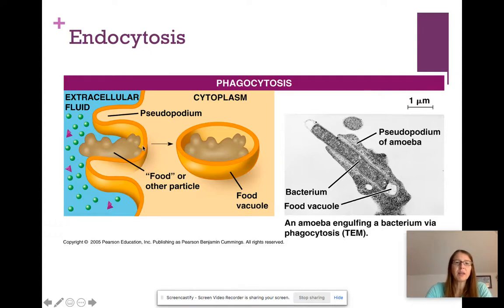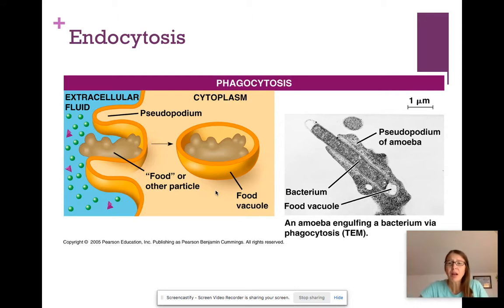Endocytosis is when the cell is actually taking in something like food or liquid, and the plasma membrane, because it's fluid, can actually wrap itself around what it wants to bring in. It will engulf it, and then it'll have a food vacuole, which it will often end up digesting.